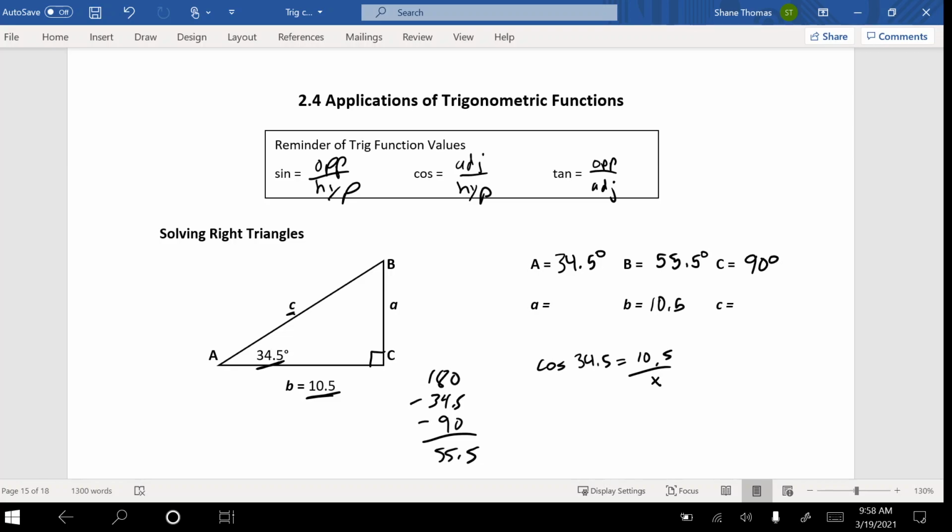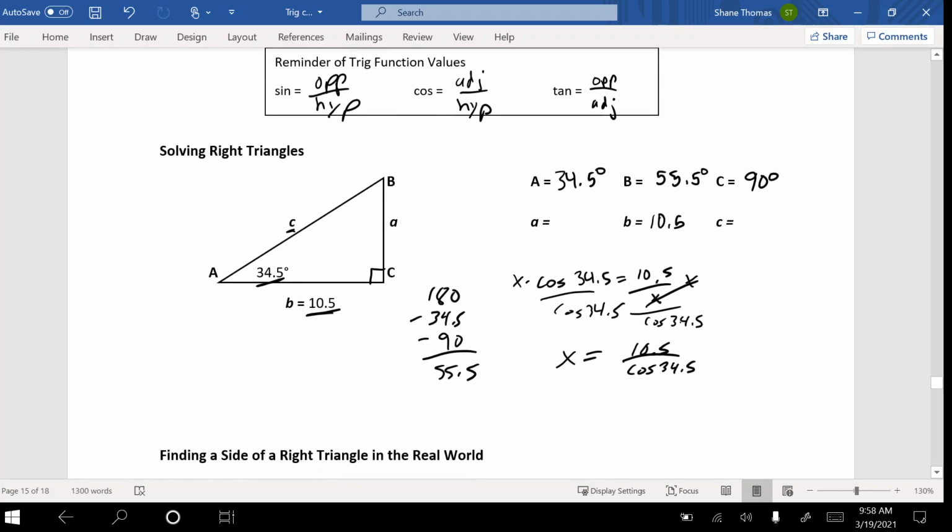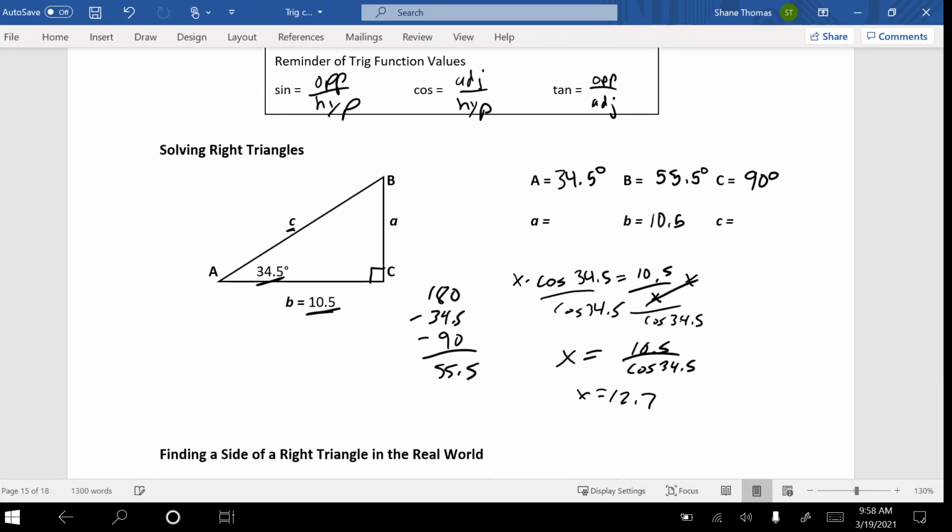So then to solve this guy for x, looks like we're going to have to multiply both sides by x. Get rid of the fraction. And then we'll have to divide both sides by cosine of 34.5. So then, therefore, x is going to be 10.5 divided by the cosine of 34.5. What's that going to be? I'm going to punch that in a calculator for us. 12.7. I agree. So then C is 12.7.